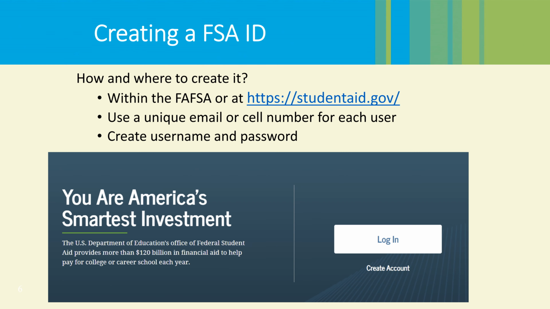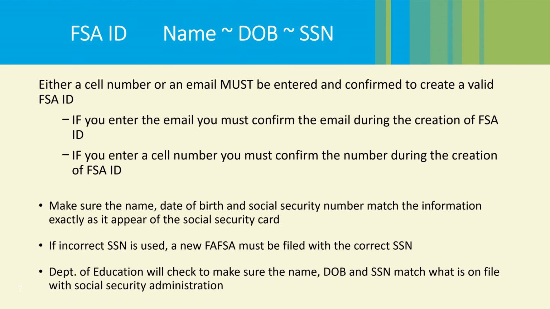This is a screenshot showing you the FSA ID where you actually create the account. It's all done within the studentaid.gov website. You do have to have a unique email or a cell phone number for each user. You do get to choose your own username and password, but it has to be a unique username, so it cannot be a username that has been used by anyone previously.